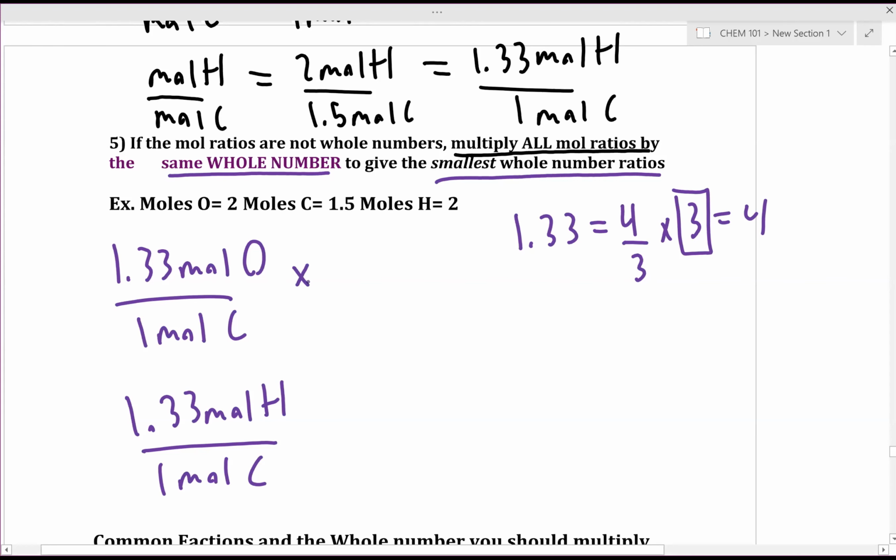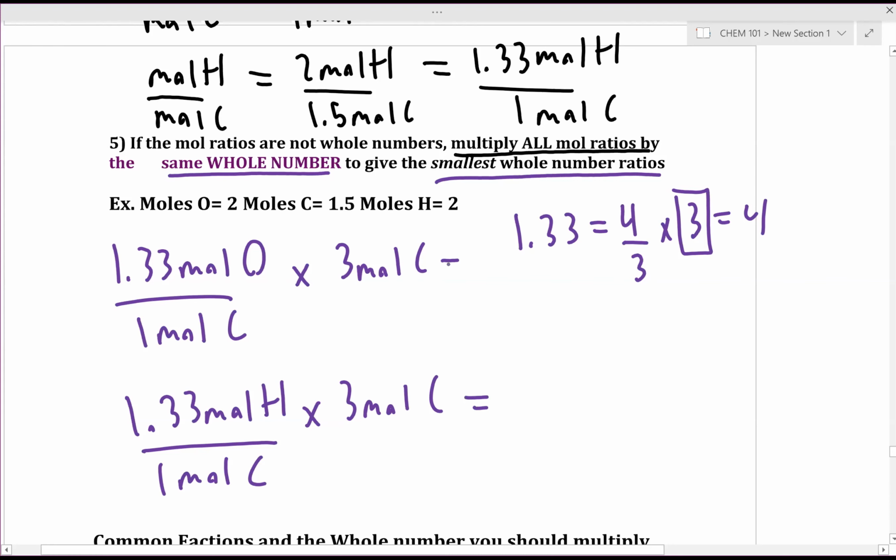So if we have moles of carbon on the bottom, we're going to multiply by 3 of what to get rid of this moles of carbon? We're going to multiply by 3 of what? Moles of carbon, exactly. So we're going to multiply by 3 moles of carbon. Okay?